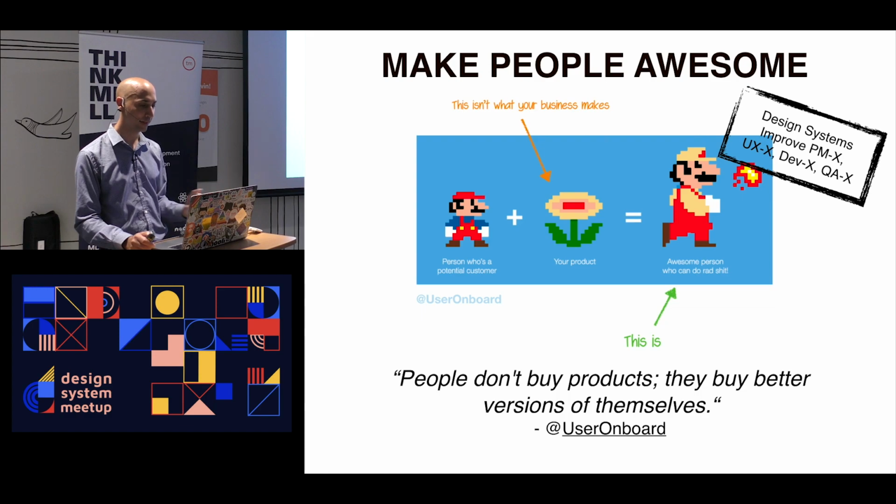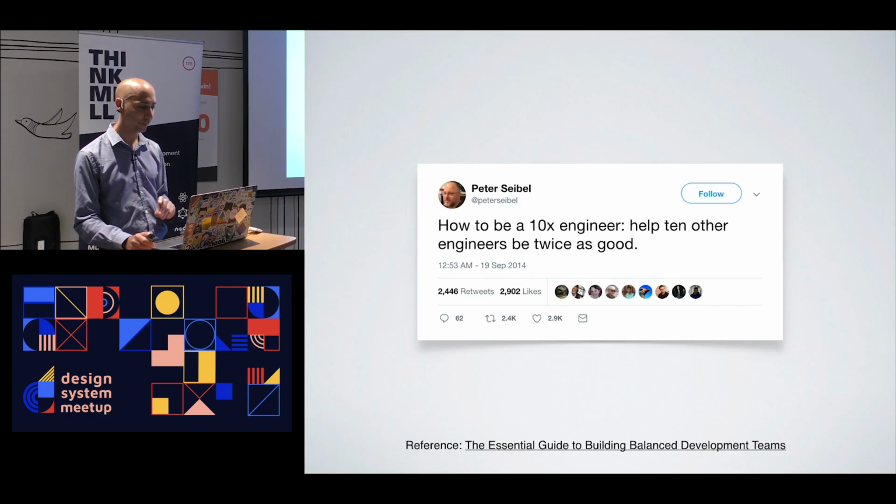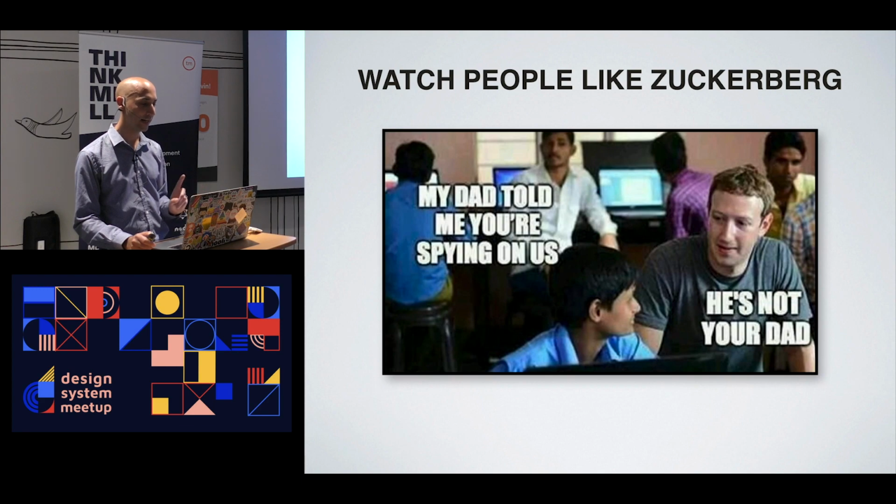Make people awesome. So you can see here, people don't buy products, they buy better versions of themselves. This is a famous illustration. And how to be a 10x engineer: help 10 others to be twice as good. And the last takeaway, watch people like Mark Zuckerberg.